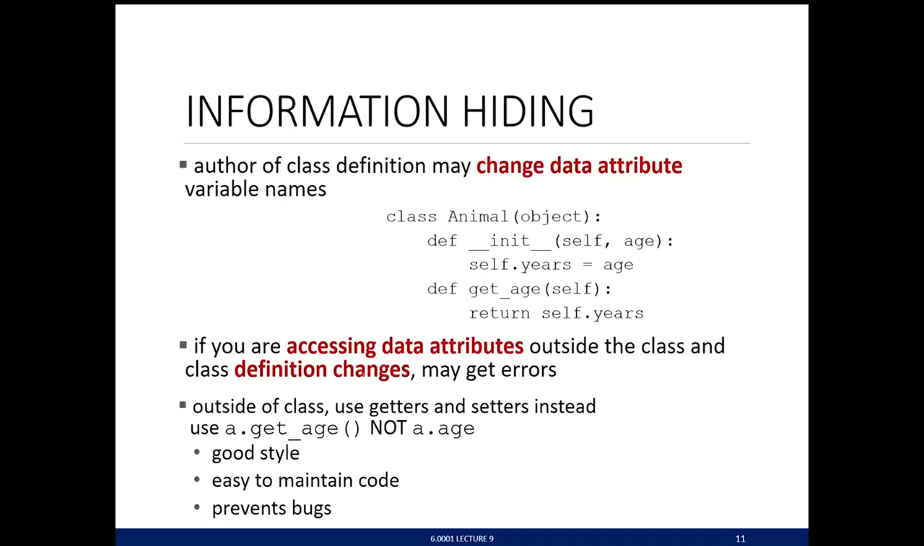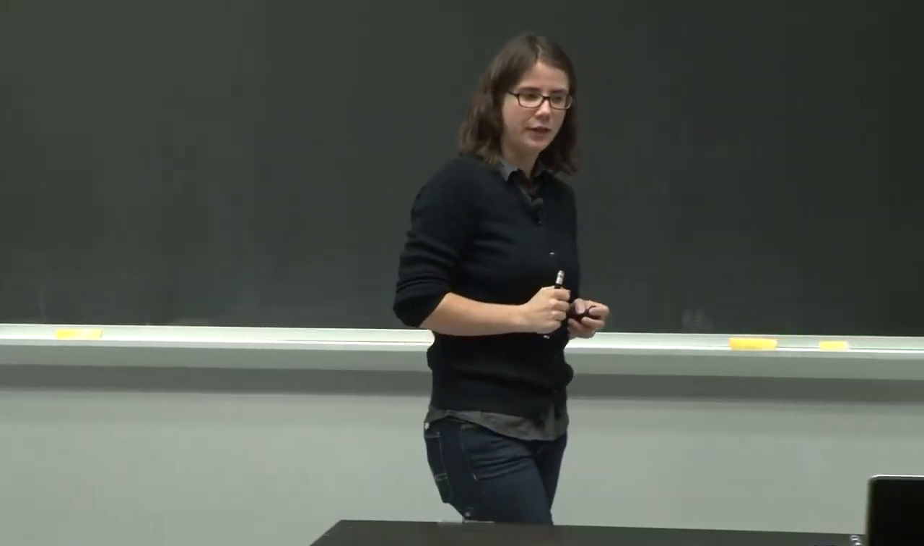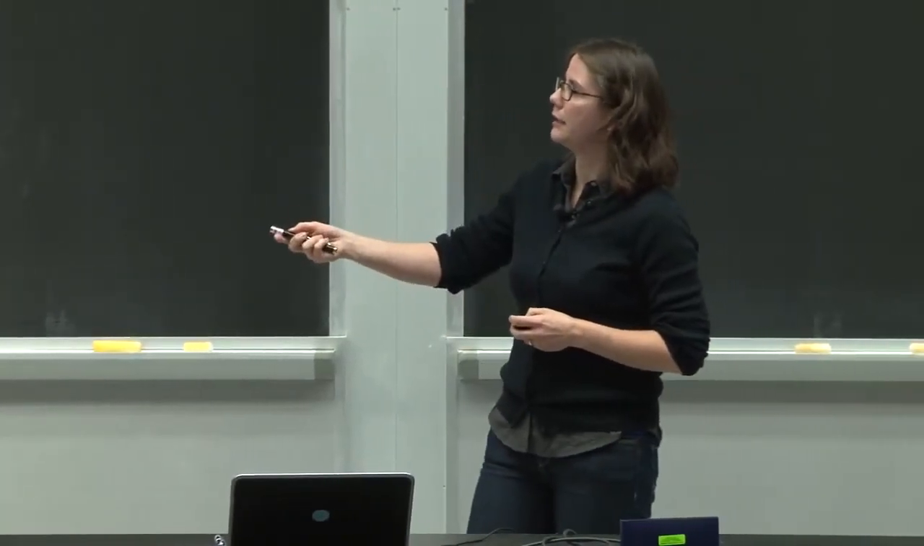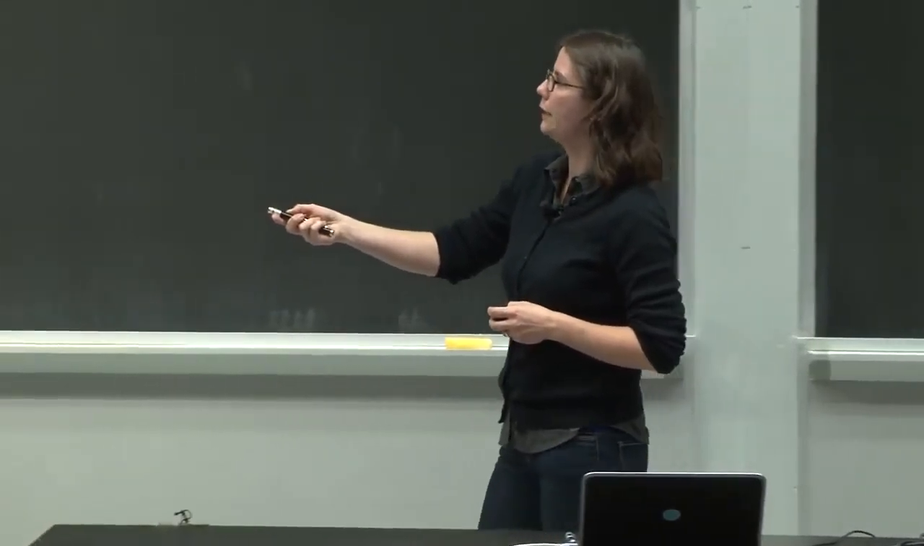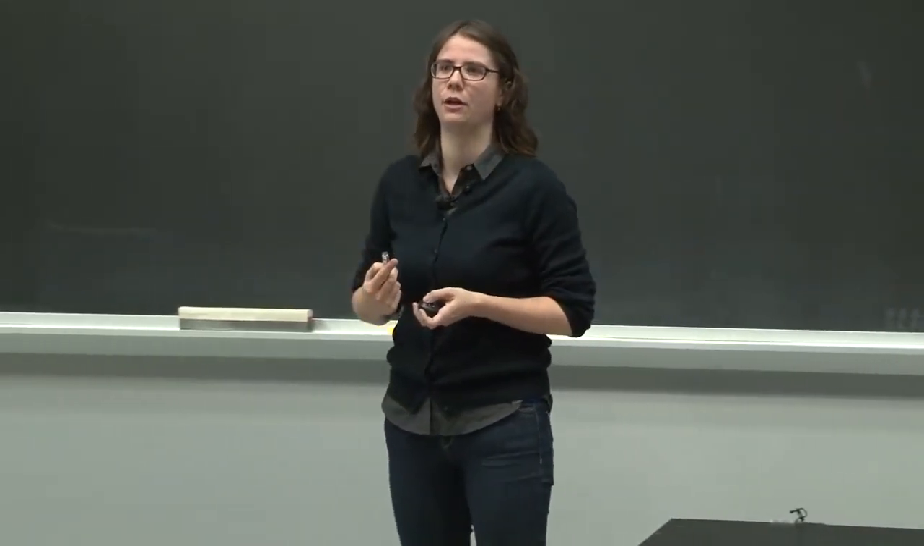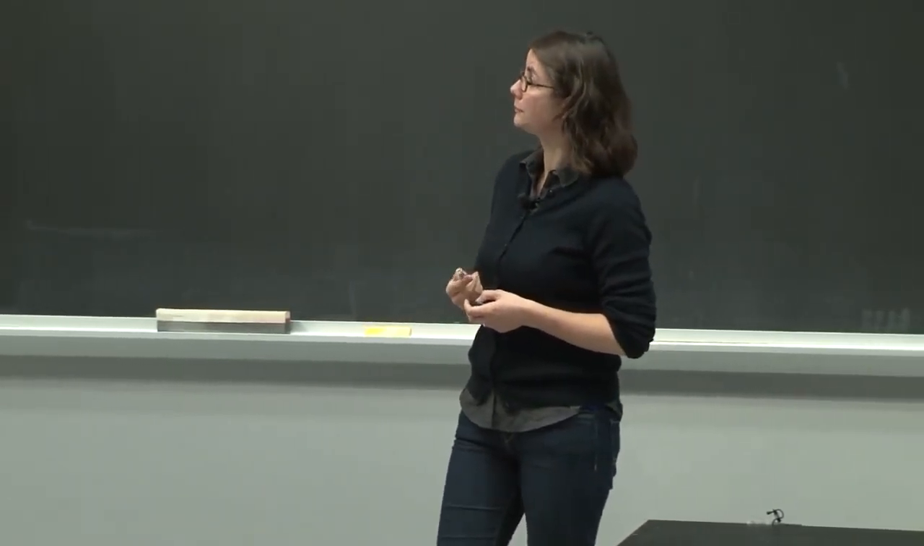Let's say whoever wrote the animal class wants to change the implementation. And they've decided they don't want to call the data attribute age anymore. They want to call it years. Okay, so when they initialize an animal, they say self.years is equal to age. So an animal still gets initialized by its age, and the age gets passed into a data attribute named years. Okay? Since I'm implementing this class, I want to have a getter which is going to return self.years. So I'm not returning self.age anymore because age is no longer the data attribute I'm using.